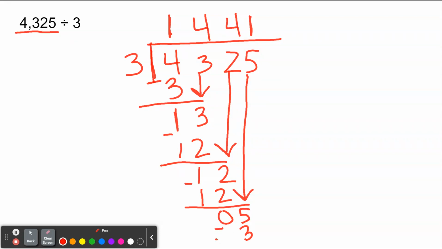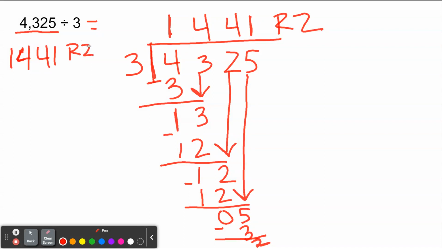And so how many ones do I have left over? Ooh, and that's really small. So I have 5 take away 3 ones, which is going to give me 2. So I have 2 ones left over, which means now I can't really make it any smaller. So I have a remainder of 2. So my quotient, my answer, is 1,441 with a remainder of 2.